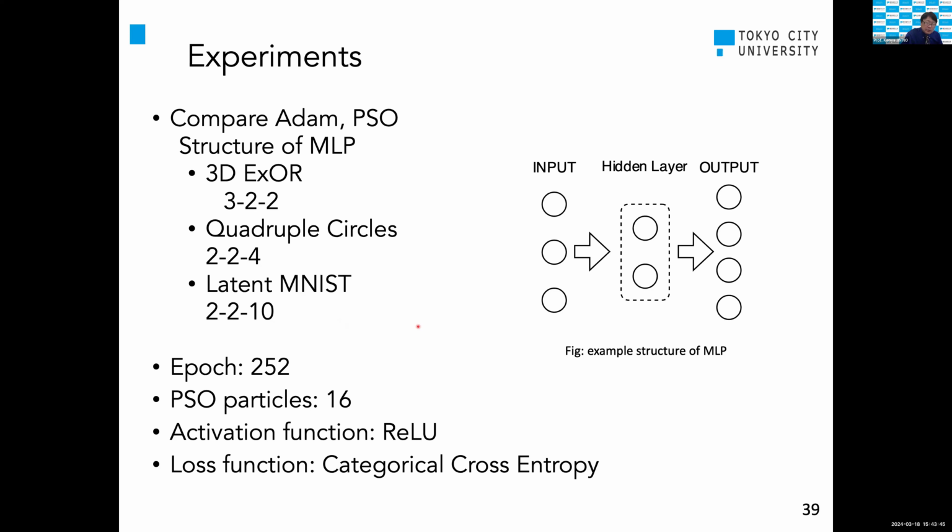The loss function used was categorical cross entropy, which is differentiable, and Adam utilized its gradient information for running. In contrast, PSO used only the loss function value and was set with 16 particles. The result of these experiments are presented next.